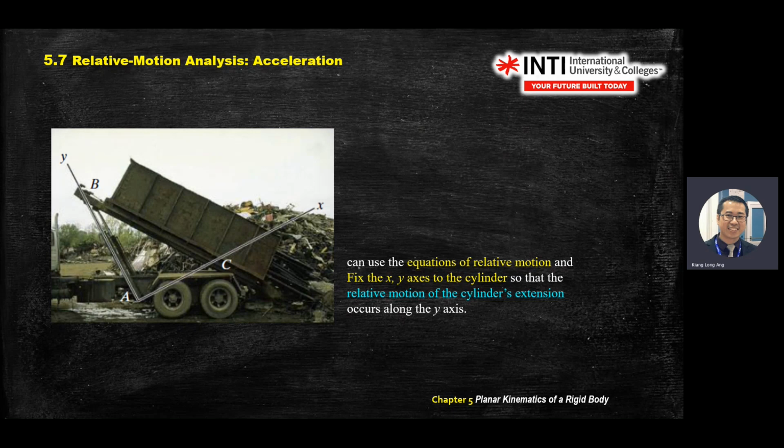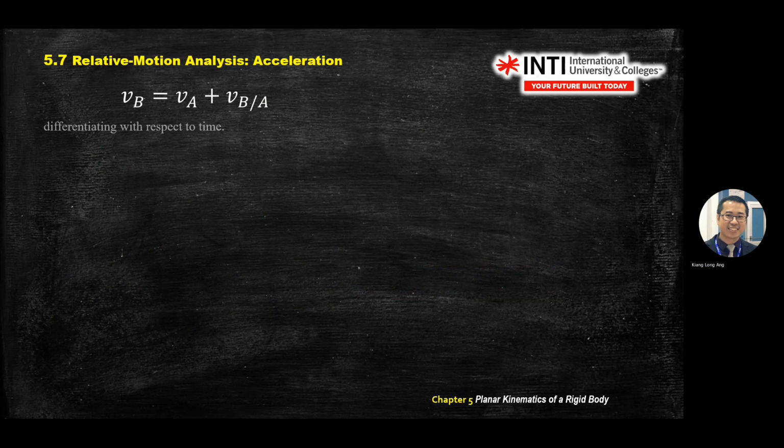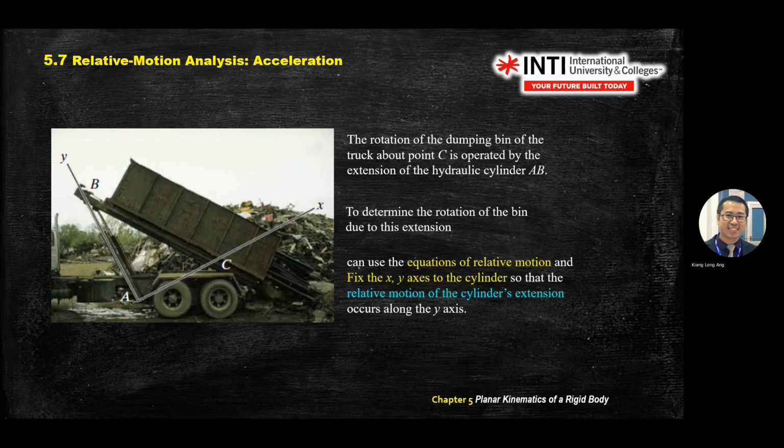To do this dumping action, the piston from point A to point B will be extended, and there's a change of angle of this dustbin here, right? So you're familiar with VA to VB and so on.